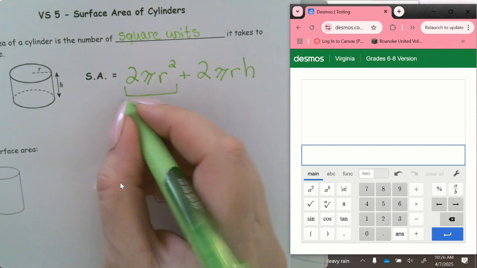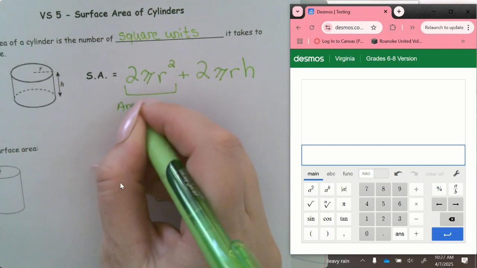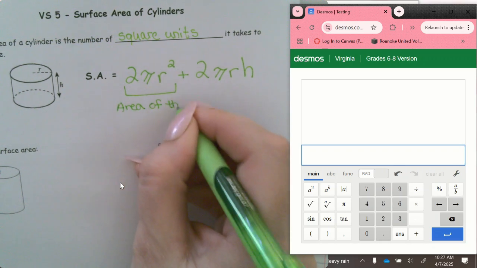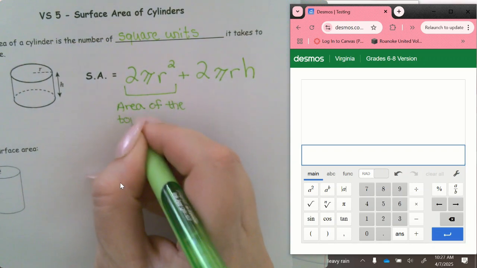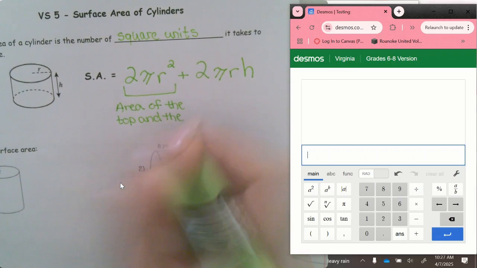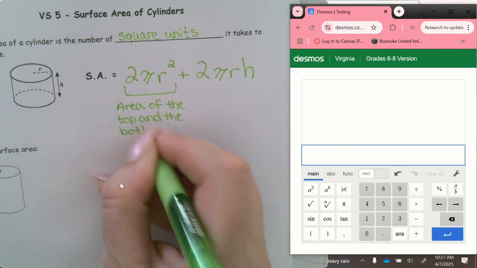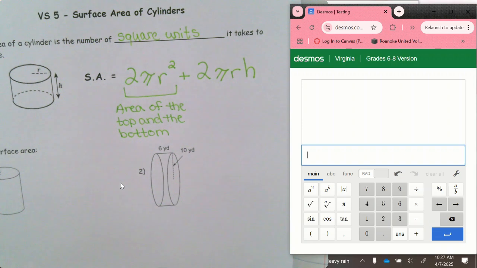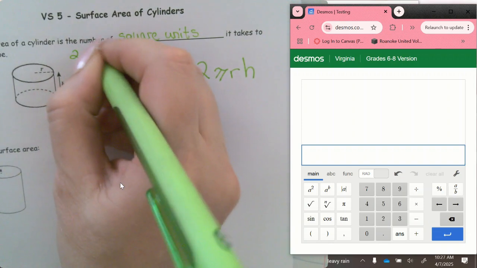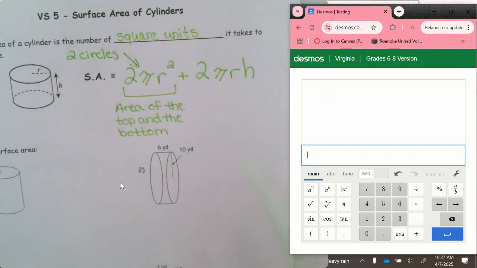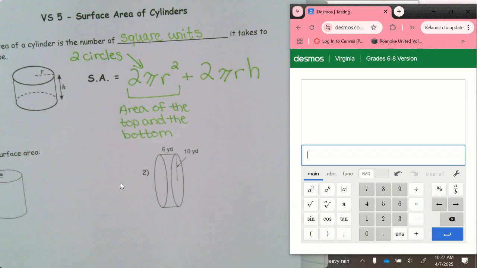So this part of the formula calculates the area of the top and the bottom, because that part of the surface area formula is dealing with the 2 circles that make up the cylinder, the top and the bottom.